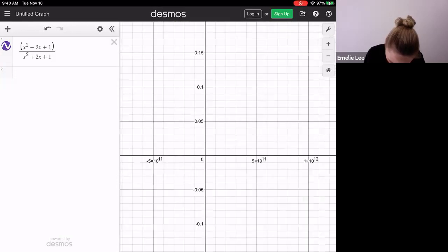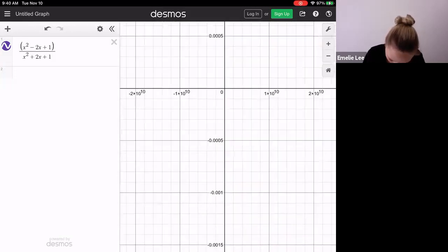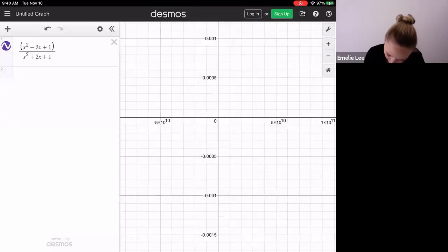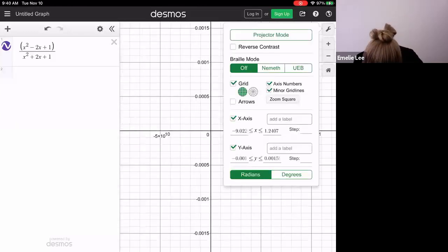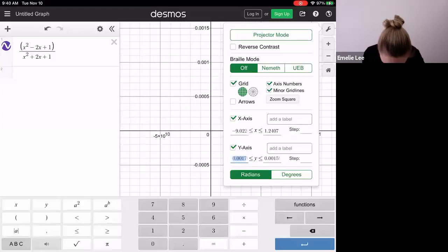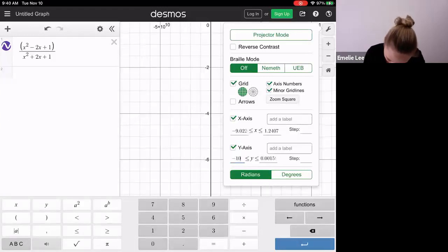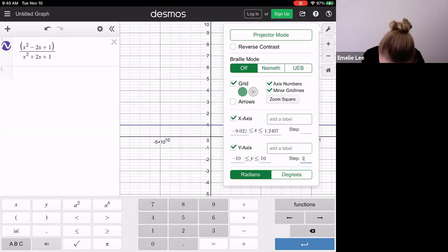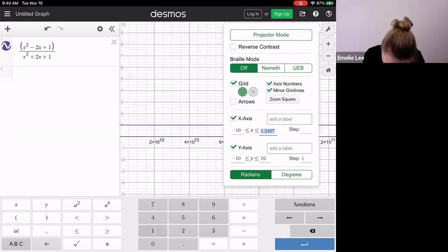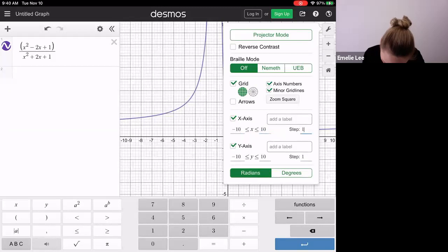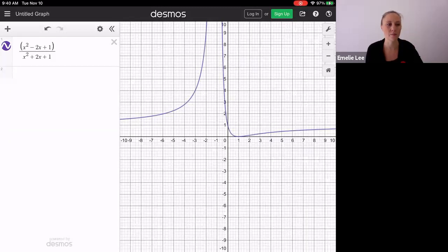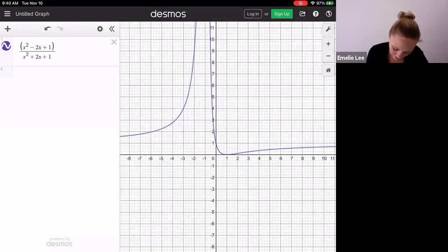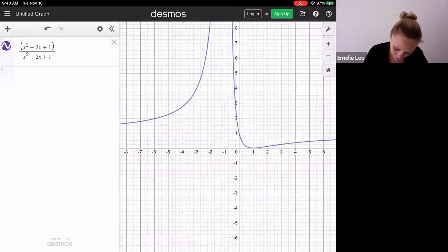How can I change my axes here? My y-axis is going to go from -10 to 10, increasing by 1. -10 to 10 by 1. Okay, so now it looks like what I had before.